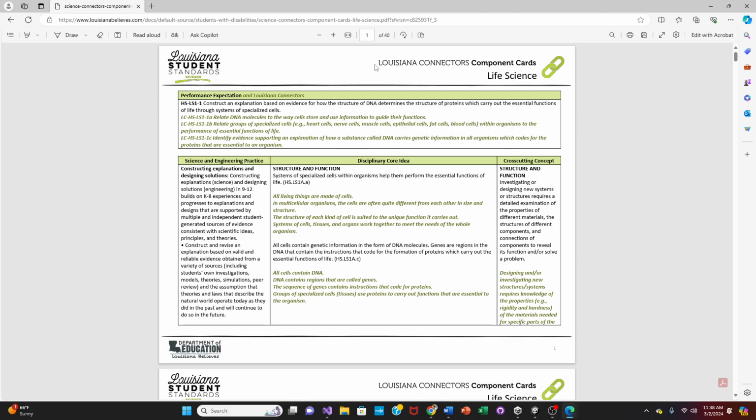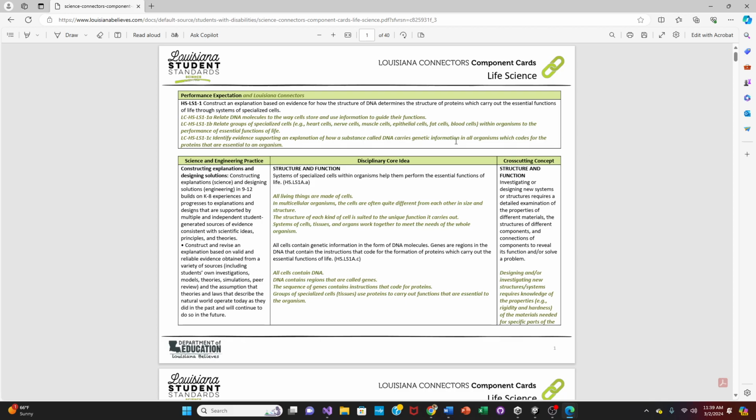and I pulled up the Louisiana connectors, and connectors are standards that are for LEAP Connect or special education students, or students who are not tested traditionally because they aren't capable of taking those tests at this point in their education. And I also chose this because if it's required for the Louisiana LEAP Connect students to know, then it's required for everybody to know. So I decided to start with something very basic, which was cells.